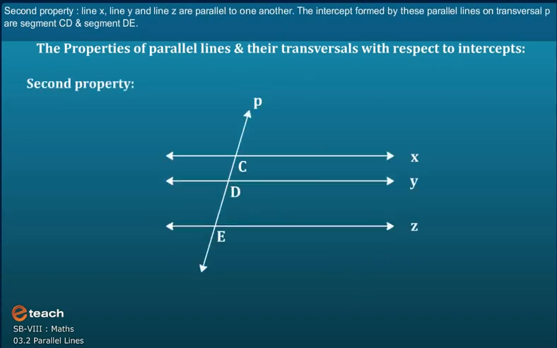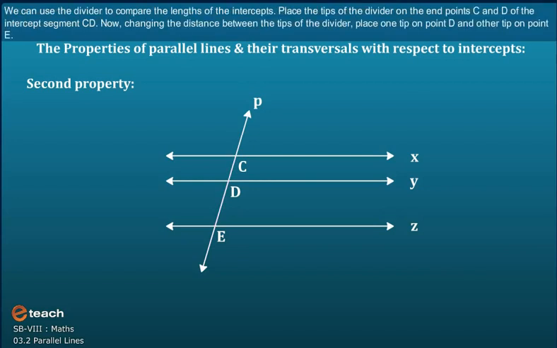Second property. Line X, line Y and line Z are parallel to one another. The intercepts formed by these parallel lines on transversal P are segment CD and segment DE. We can use the divider to compare the lengths of the intercepts. Place the tips of the divider on the endpoints C and D of the intercept segment CD. Now students, without changing the distance between the tips of the divider, place one tip on the point D and the other tip on the point E.